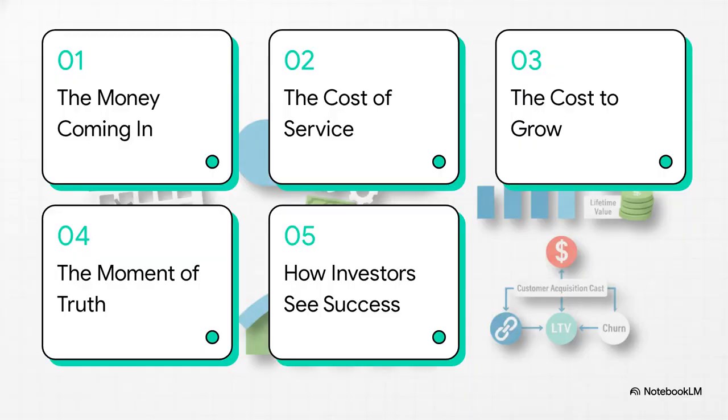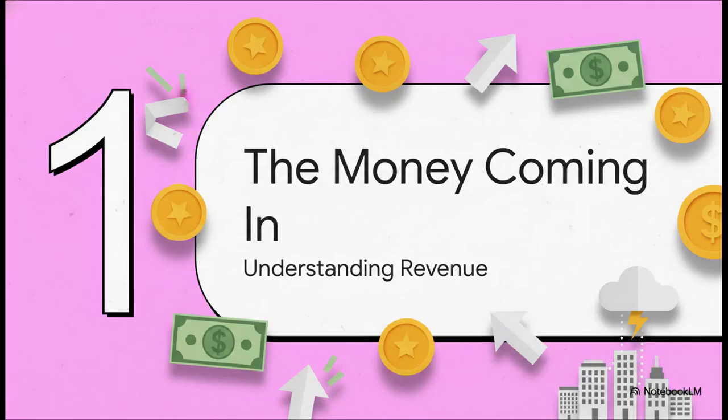We're going to follow the money down what I like to call the P&L waterfall. It's pretty straightforward. We'll start at the very top with all the money coming in, and then we'll see how it cascades down through different costs until we see what's left at the bottom. It's a 5-step journey from pure revenue to what investors really care about. All right, let's dive right in.